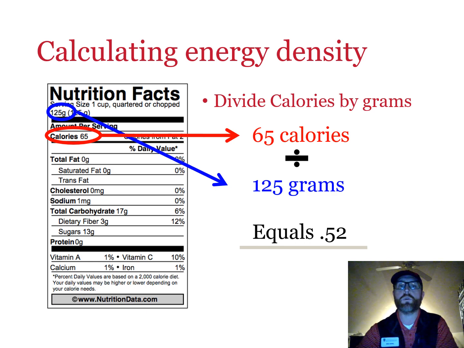You might not use grams a whole lot because it's a metric measurement, but you have to use grams for this calculation to work. For example, with these apple pieces, there are 65 calories in one serving, and that's 125 grams. When you divide the calories by the grams, you get an energy density of 0.52. Because that number is less than 1, it is considered a low energy density food.